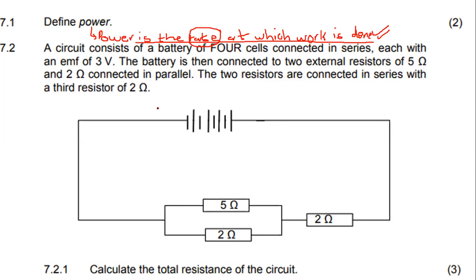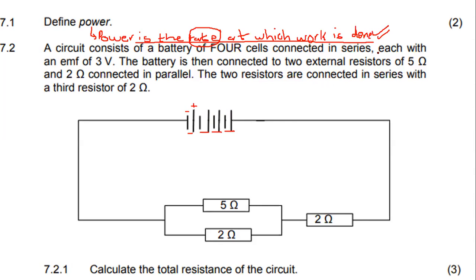Then we are given a scenario here. A circuit consists of a battery of 4 cells connected in series, each with an EMF of 3 volts. So let us just analyze that. It is made up of 4 cells. I can see the first cell, the second cell, the third cell, the fourth cell, positive and negative. Negative, positive, that's 1 cell. Another cell there, another cell there, another cell there. So we have 4 cells.